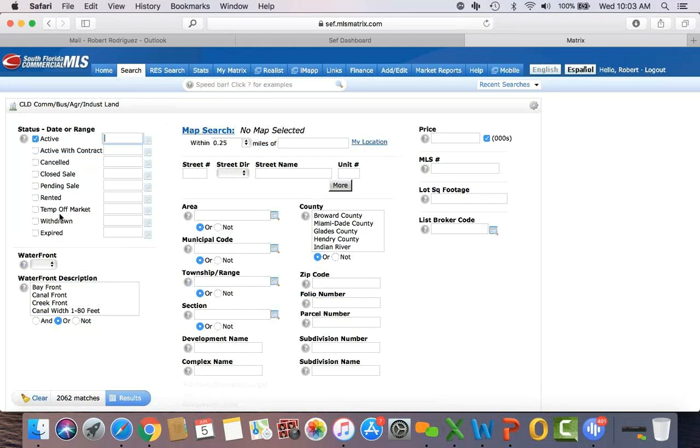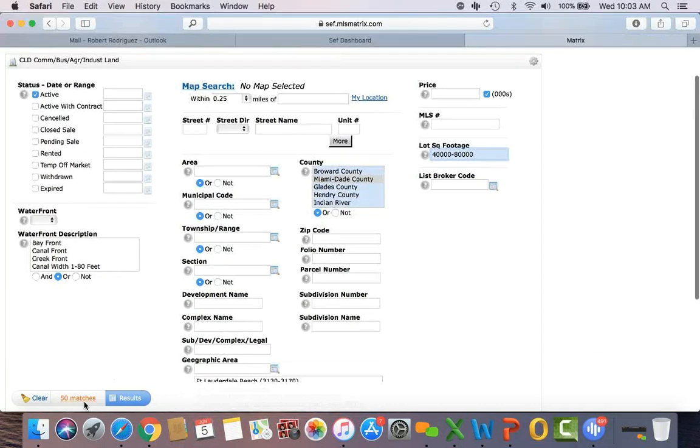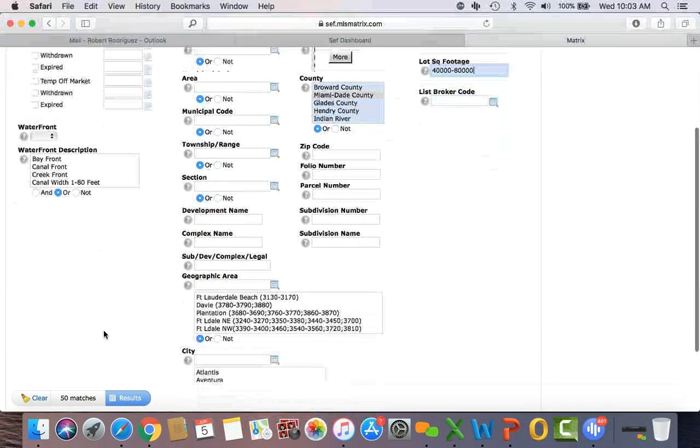Of course, you have your statuses, and then off to the right, you can list what square footage you're looking for in which county. So let's do Miami-Dade County. And let's look for a lot between 40,000 square feet and 80,000 square feet. And that would be approximately 1 to 2 acres in Miami-Dade County. There are 50 matches available.